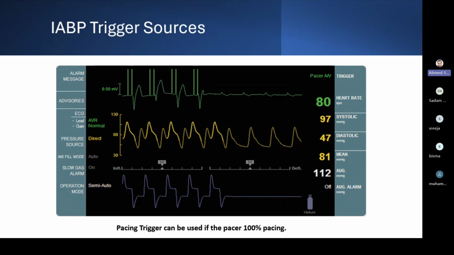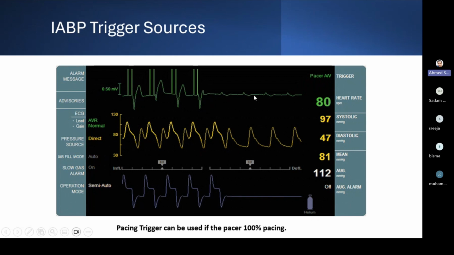But if you are using the paced rhythm, you have to make sure that the patient is having pacing 100%. So this patient is having a pacer, and the trigger used was pacer AV. But the patient does not have the paced rhythm all the time. Here you have the paced rhythm, atrial and ventricular paced rhythm.